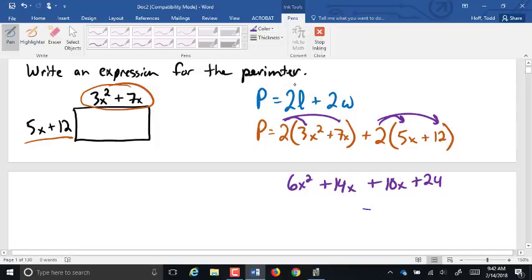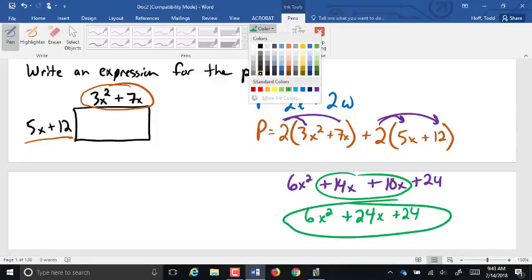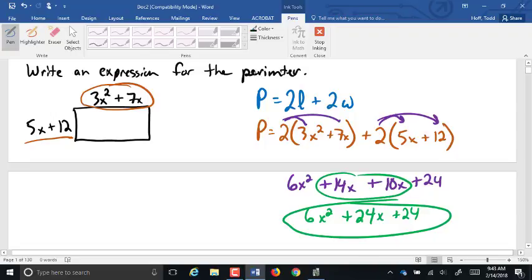And to finish that off, we should combine. We got positive 14x and positive 10x make positive 24x. Good. So that becomes 6x squared plus 24x plus 24. Any questions?